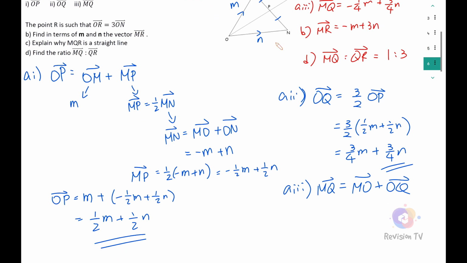MO is against the arrow, so it's negative M. OQ, we've done in part 2, is 3/4 M plus 3/4 N. Minus 1 plus 3/4 is minus 1/4 M plus 3/4 N. And that's the answer for part 3.